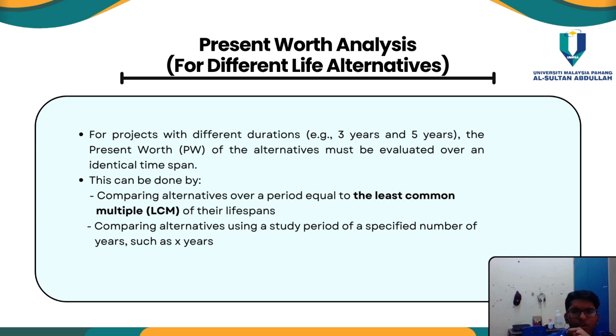Say for projects which have different durations, such as 3 years and 5 years, the PW for alternatives must be evaluated over the identical time span. How can this be done? We can compare the alternatives over a period equivalent to the least common multiple of their lifespans, known as the LCM. Or we can compare the alternatives using a study period with a specified number of years, such as X years, which in this case can also be 3 years or 5 years.